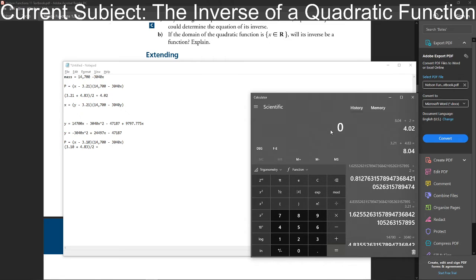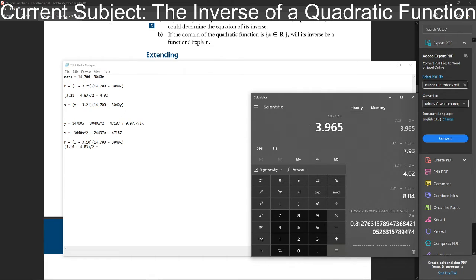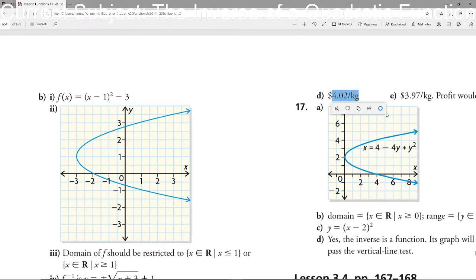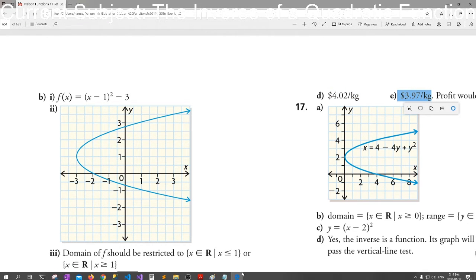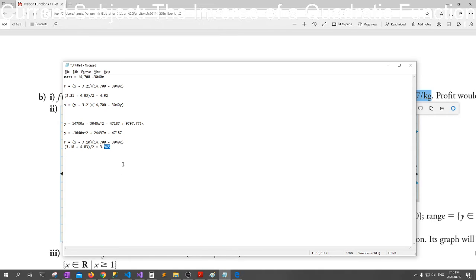which we can clear here, 3.10 plus 4.83, and divide that by 2, and that is what she should price her meat at in order to maximize profits. 3.97. Yeah, I just didn't round it to 2 decimal places, but yeah.